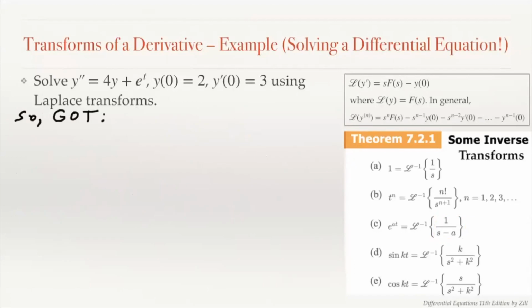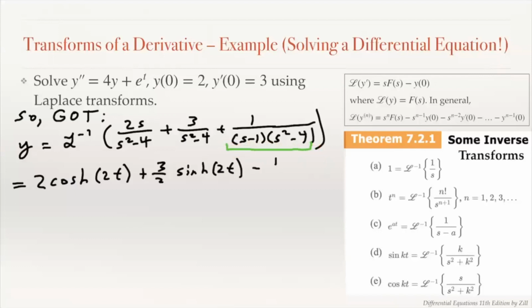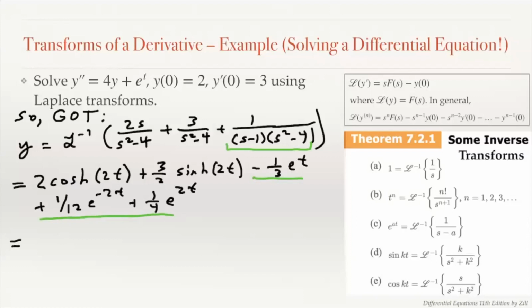So what we finally have gotten is that y, which was the inverse Laplace of this, that was our original big F of s, is equal to 2 hyperbolic cosine of 2t plus 3/2 hyperbolic sine of 2t. And then this part here became minus 1/3 e to the t plus 1/12 e to the minus 2t plus 1/4 e to the 2t. And if we want, we can then spell out what these hyperbolic sines and cosines are.